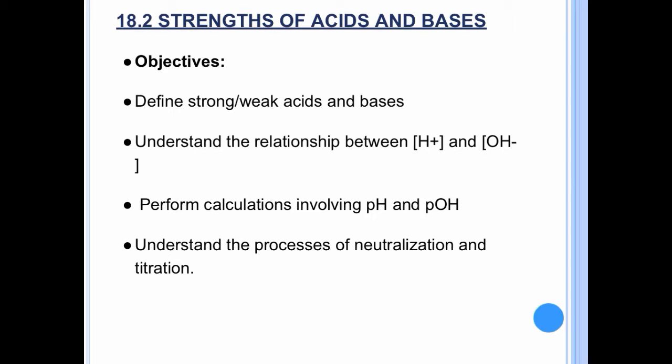In the last video, we talked about just the balance and what makes something an acid or base. And then in the next video, we're going to talk about calculating pH and pOH based on the ion concentrations. And then in the last video, part 4, we'll talk about neutralization and titration, which are two things we do with regard to acids and bases.